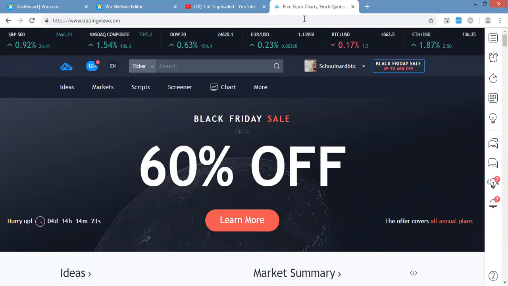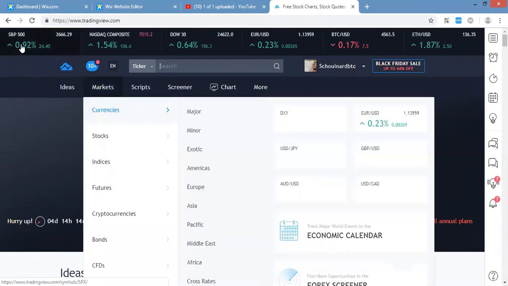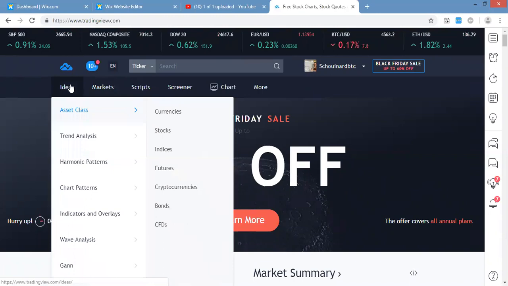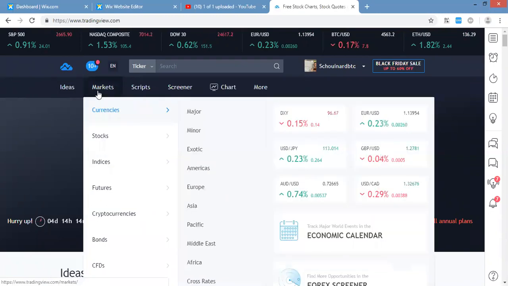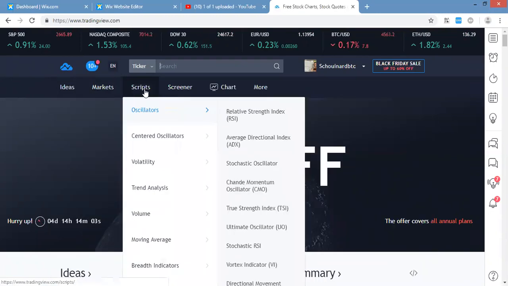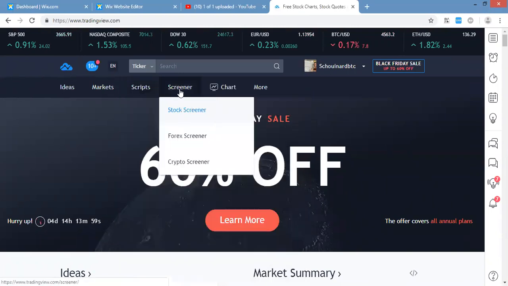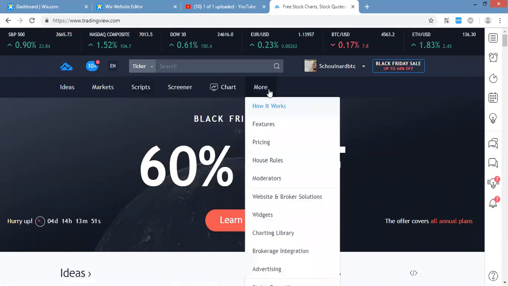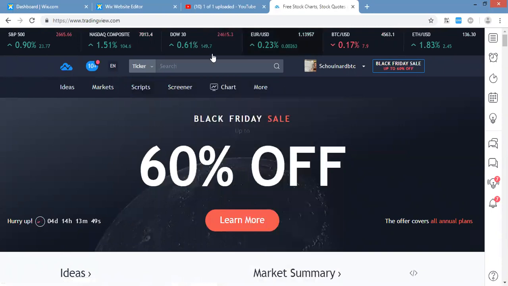All right, so this is tradingview.com on the home page. You guys can see here my account's right here. There's a little bit of some stock numbers there at the top. Oh, it looks like a little bit of Forex and crypto as well. And then you can see the different tabs here for different trade ideas, different markets, scripts with different oscillators and trend analysis and all that with different indicators. Screeners, so a tool that actually screens the market, charts that I have saved, and then more. Okay, but the tool you're really going to use is the search bar.